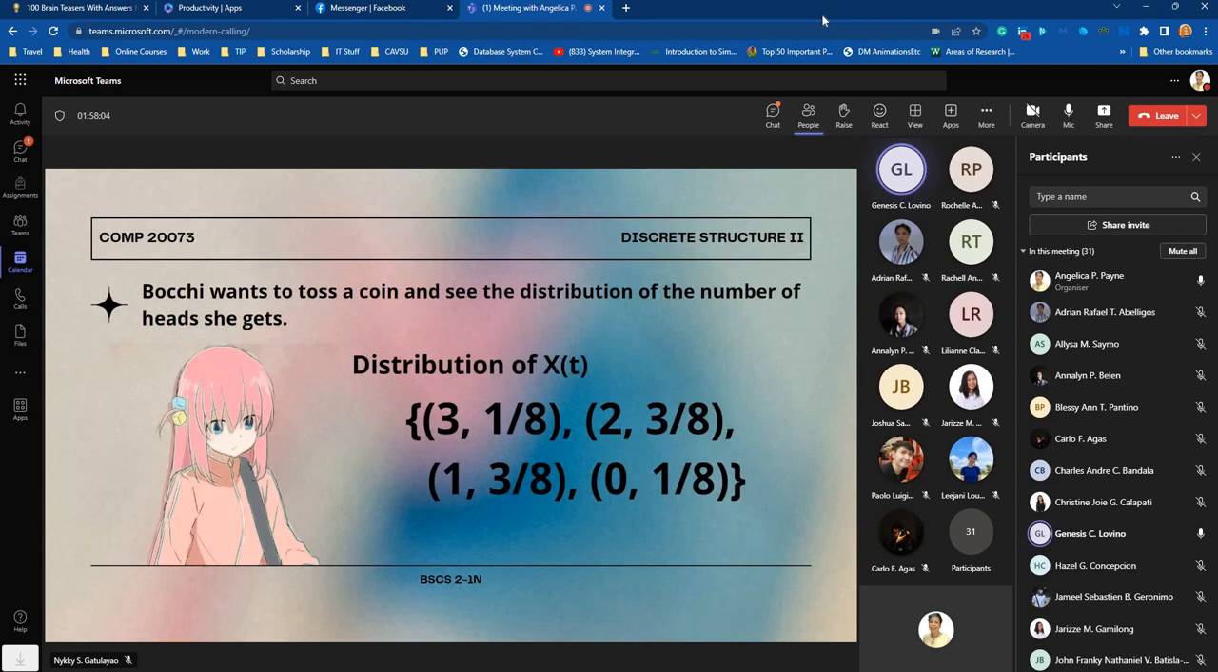Now let's go to the next term, which is the expected value of random variable.